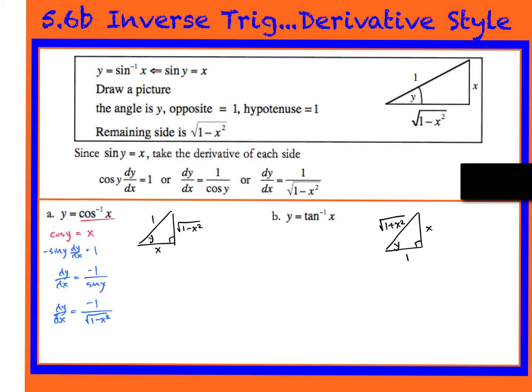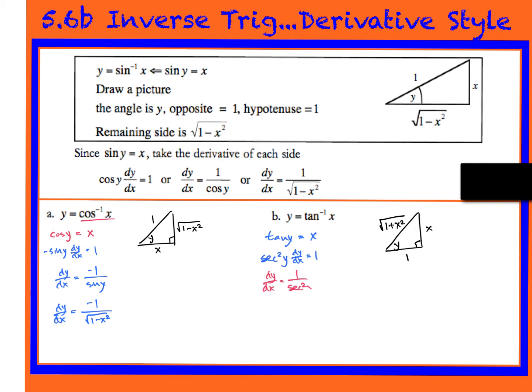We tangent both sides. So now we have tangent of y is equal to x. Well, do we know the derivative of tangent? Yes. What's the derivative of tangent? Secant squared. So now we have secant squared of y, but what pops out? dy dx is equal to 1. So what do we want to do now? We want to solve for dy dx, so what do we do? Divide by secant squared. So now I have dy dx is equal to 1 over secant squared.